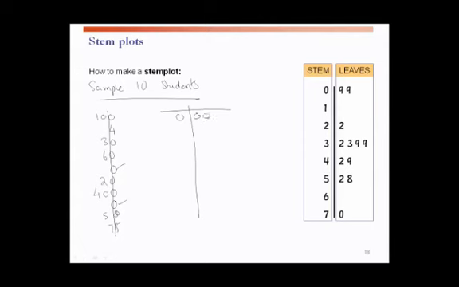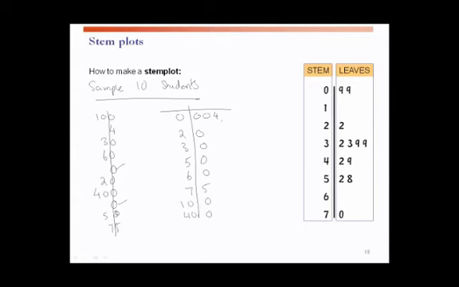Then the next value I had was 20. I don't have any ones, so I'll put 2, 0 for 20, then 30, then what else did I have? 50, 60, 75, 100, 400. I'm missing one. 4. So 4 is nothing but 0, 4.